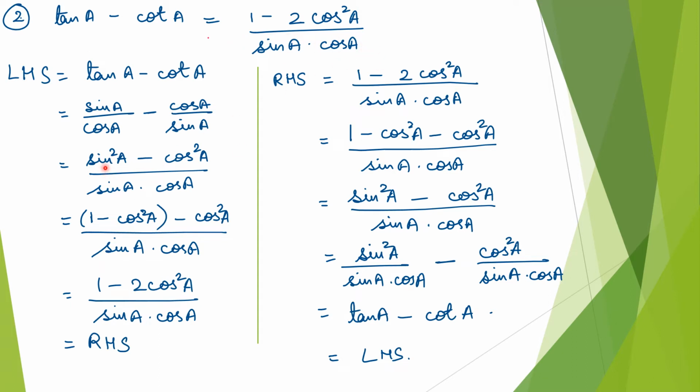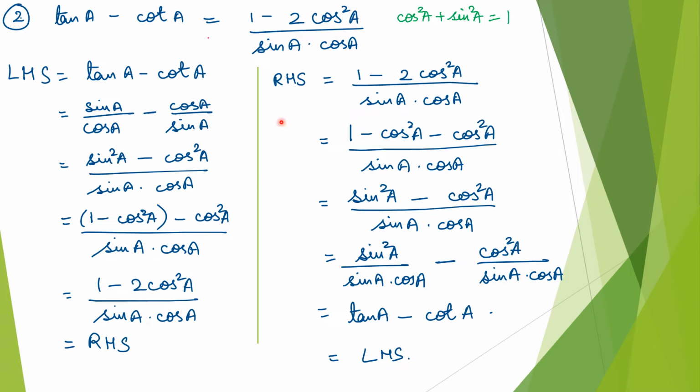Now when I come over here, I see that my denominator is the same. But when I look at the numerator, here it is 1 minus 2 cos square A, but over here it is sin square A. That means I want to convert this sin square into cos square. So I'm writing down sin square as 1 minus cos square A. You already know this: cos square A plus sin square A is equal to 1. So my sin square A, I'm writing it as 1 minus cos square A. That will become 1 minus 2 cos square A. So you have got the numerator and the denominator as it is over here.